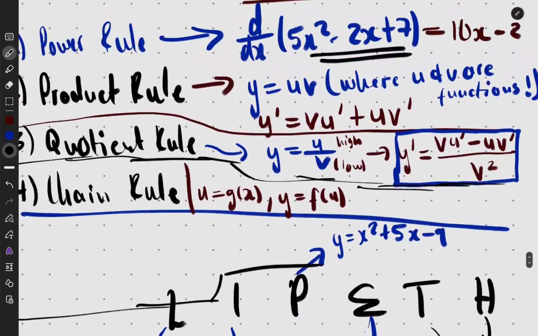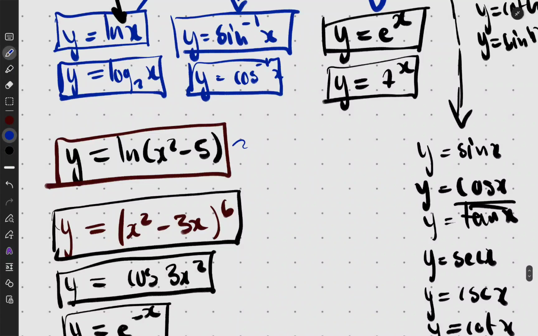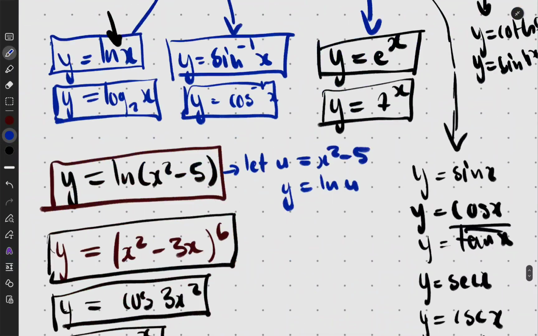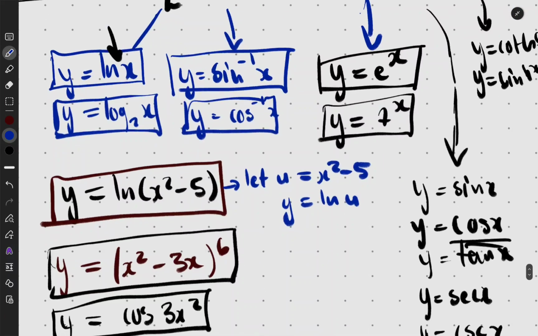And how do you do it? We can do it the longer way. The longer way is you will always let u be the inside. So you will say, let u be equal to the inside one, which is x squared minus 5. So u equals x squared minus 5. And that now means that y is equal to, instead of ln of x squared minus 5, it's now ln u. You have made u a function of x, and you have made y be in terms of u. It happens naturally by doing the first step of the chain rule. So you need to recognize, oh, this is a chain rule problem.